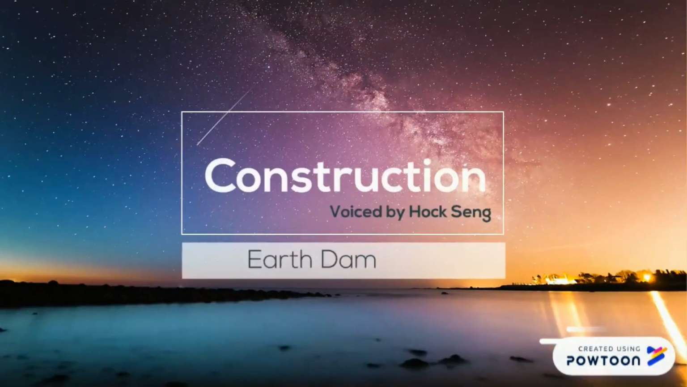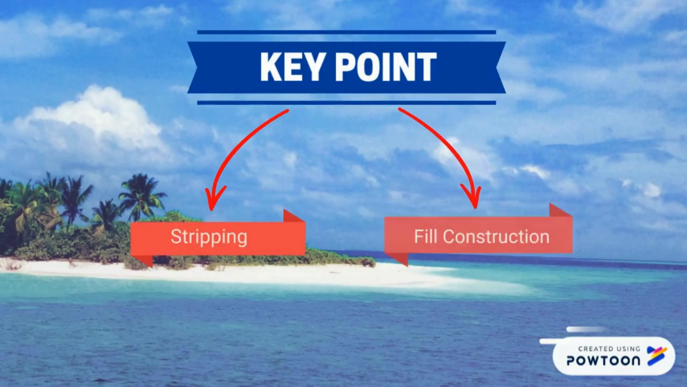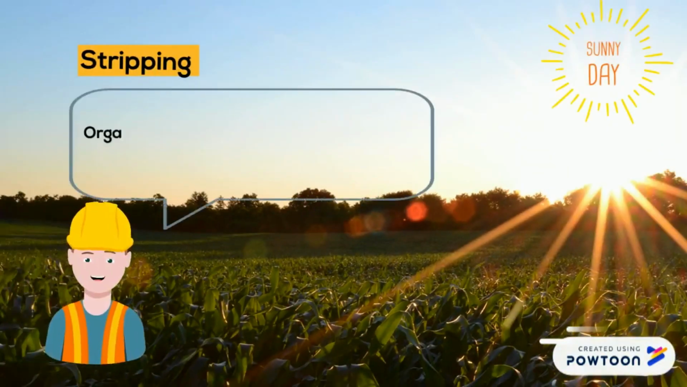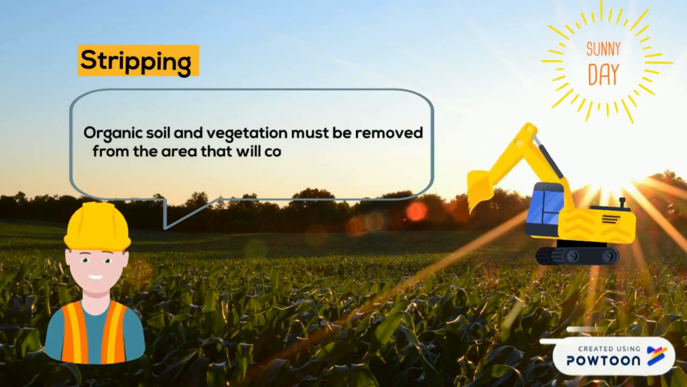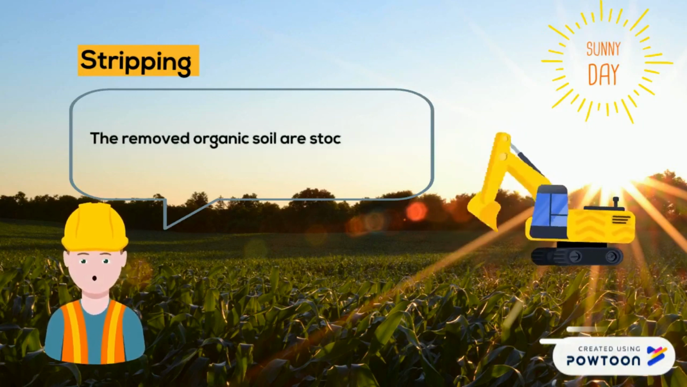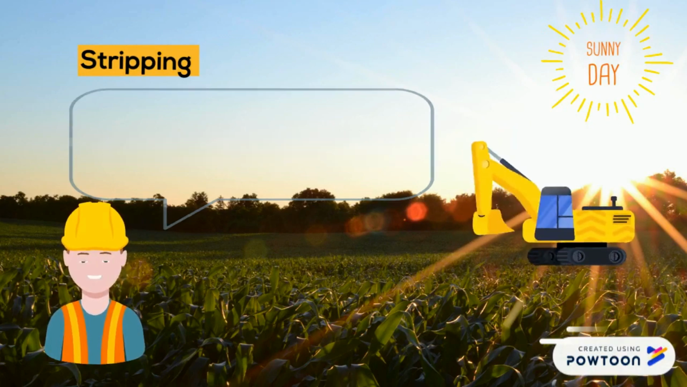Construction of dam model. There are two key points, which are stripping and field construction. The first point is stripping. Organic soil and vegetation must be removed from the area that will be covered by the dam base. The removed organic soil is stockpiled and used on the downstream slope of the fill.